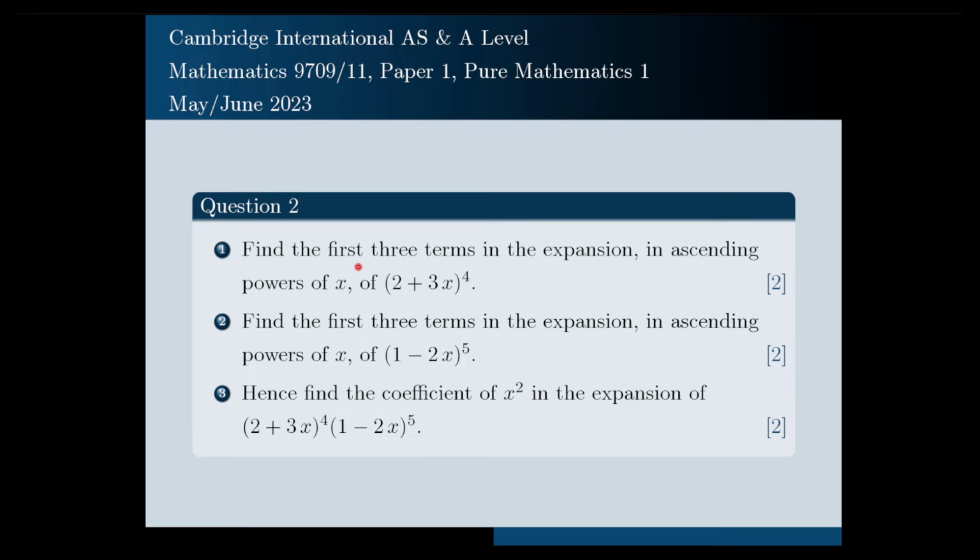Part 1. Find the first three terms in the expansion in ascending powers of x of (2 + 3x)^4. It includes 2 points. The second part of the question: find the first three terms in the expansion in ascending powers of x again of (1 - 2x)^5. 2 points. And finally, the third part: hence find the coefficient of x squared in the expansion of this product.